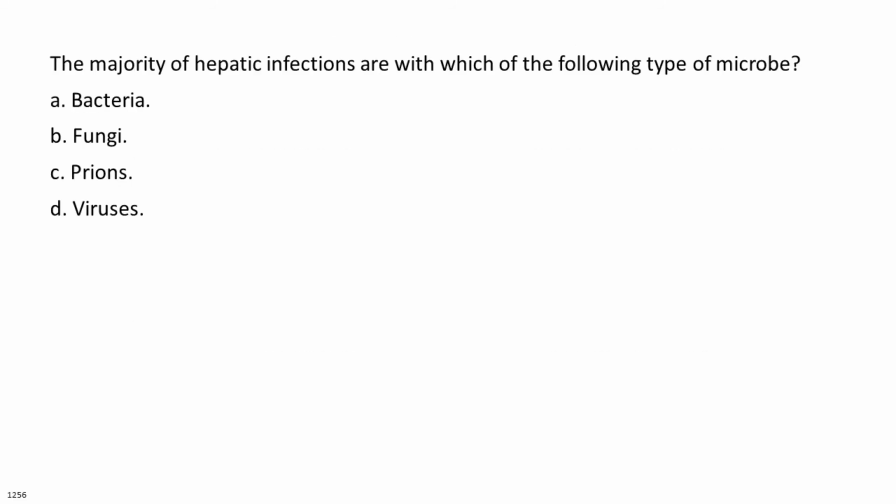The majority of hepatic infections are with which of the following type of microbe? A. Bacteria. B. Fungi. C. Prions. D. Viruses.